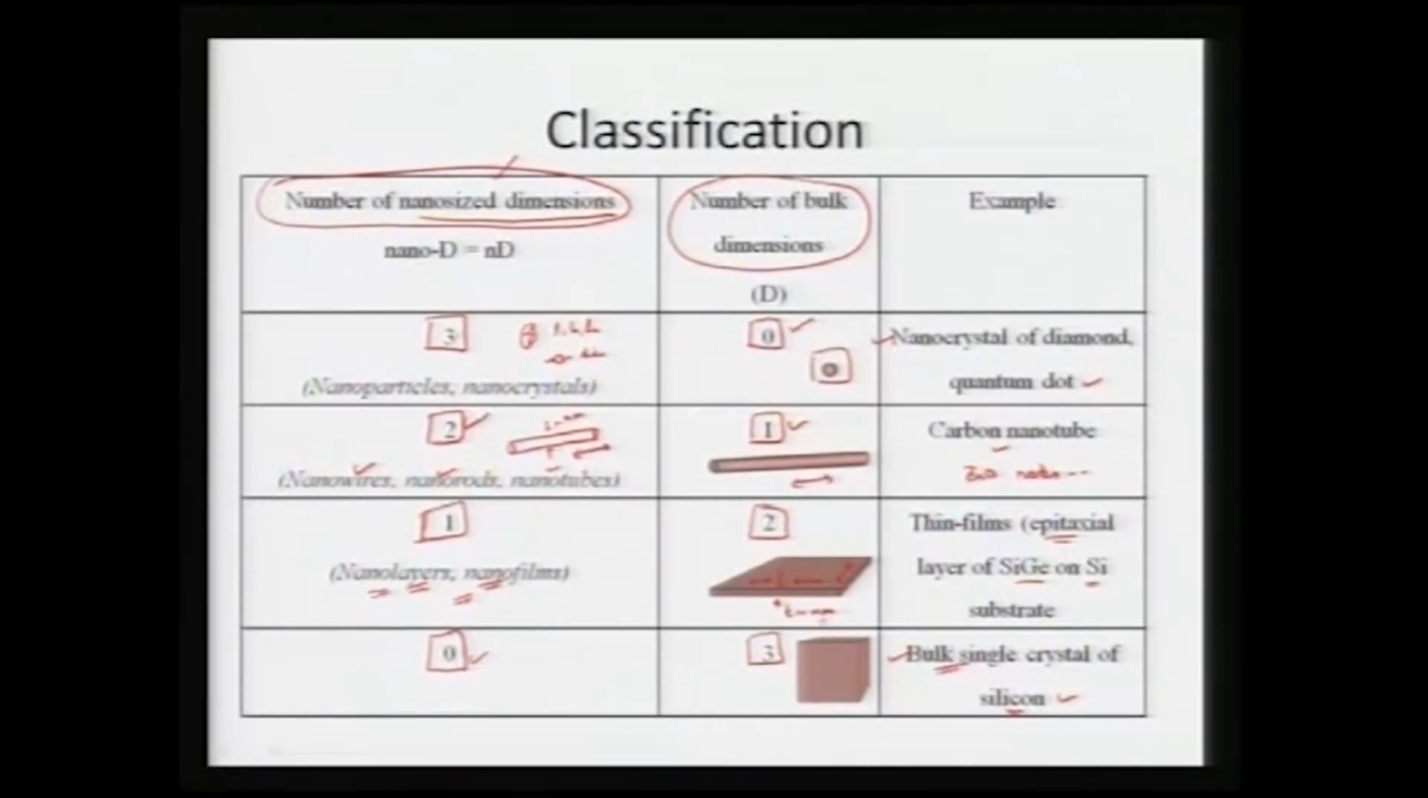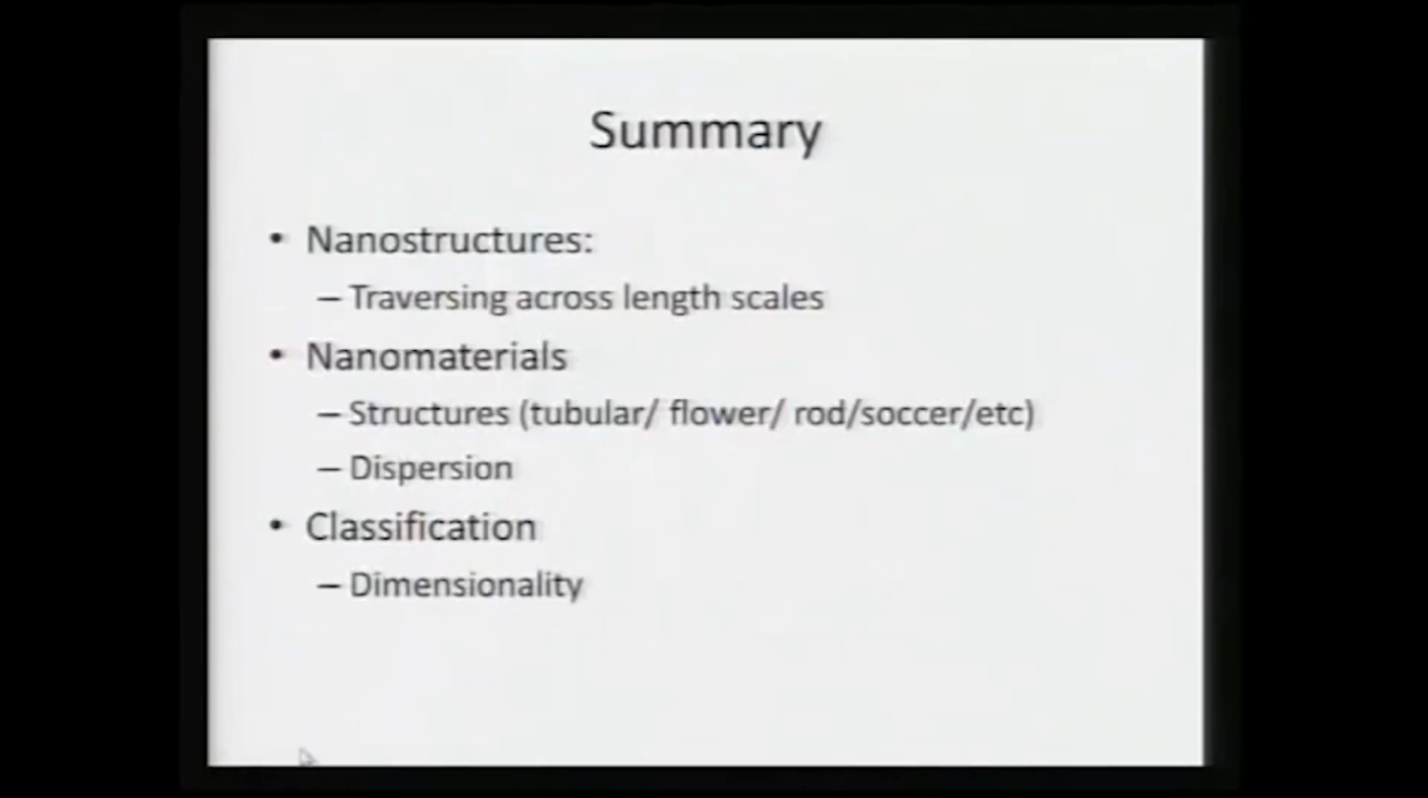So, when nano dimensionality is 3, it is called nanoparticle. When the dimensionality is 2, it is called nano wire, nano rod, nano tube. When nano dimensionality is 1, we call them nano films or nano layers. When the dimensionality is 0, it has nothing nano in it, it is nothing but a bulk entity. That is how we can classify all these structures. So, if one dimension is nano, we call it nano layer, 2 dimensions are in nano, we call them nano wires, nano rods, nano tubes. When all the 3 are nano, we call them nanoparticles or nano crystals.